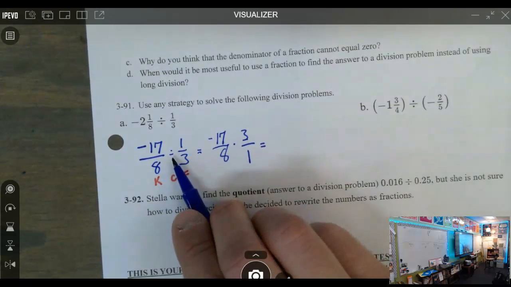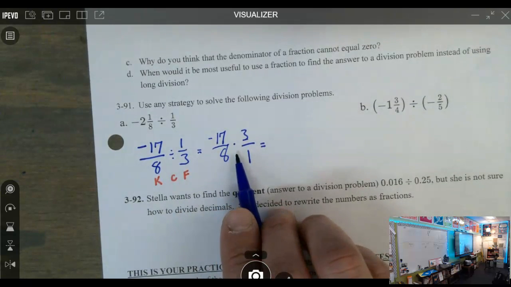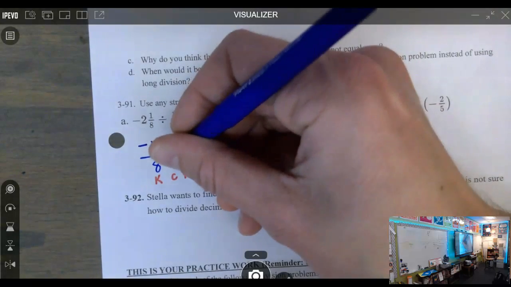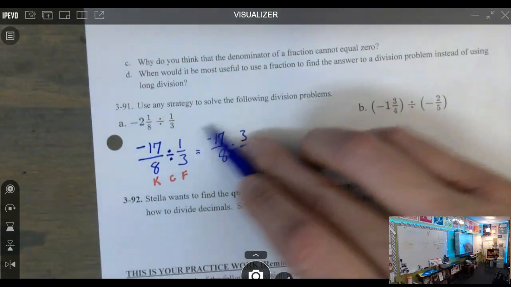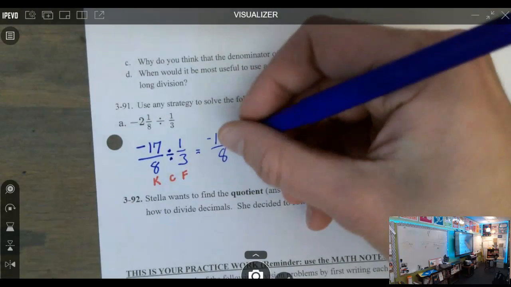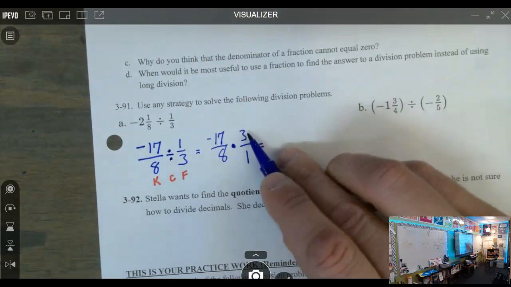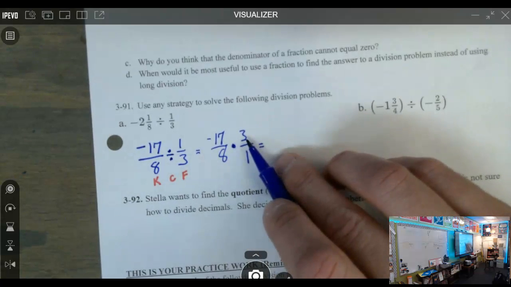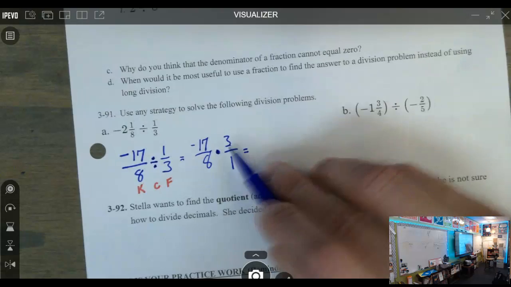You're right. I didn't flip it, but I did over here. This I was still writing with division, right? While it's still division, it doesn't get flipped. It gets flipped when I make it multiplication. Now, do 3 and 8 cancel each other out? No, not here. So negative 17 times 3.